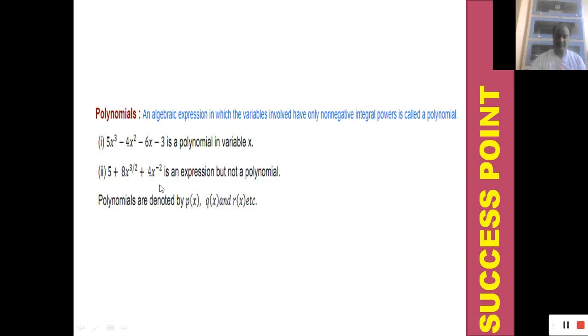But in the second example, 5 plus 8x to the power 3 by 2 and 4x to the power minus 2 is not a polynomial, since the power of x is 3 by 2, which is not an integer, and x to the power minus 2 is also not a non-negative power. Hence, if an algebraic expression has any such power, then it is not said to be a polynomial. A polynomial is denoted by p(x), q(x), r(x), etc.